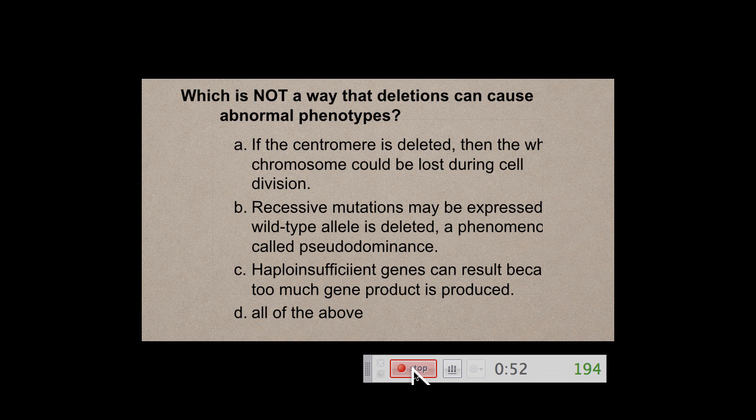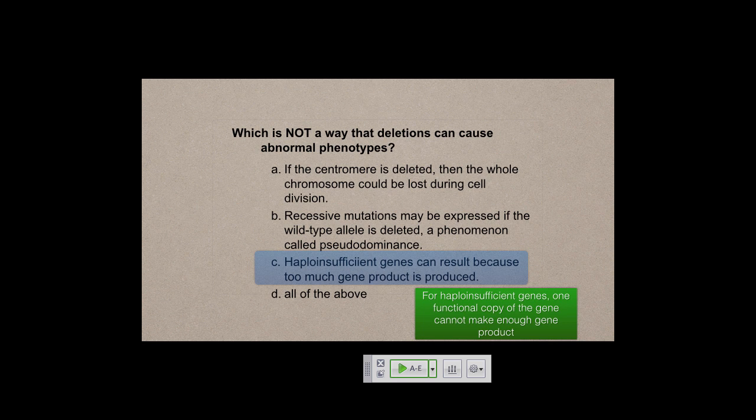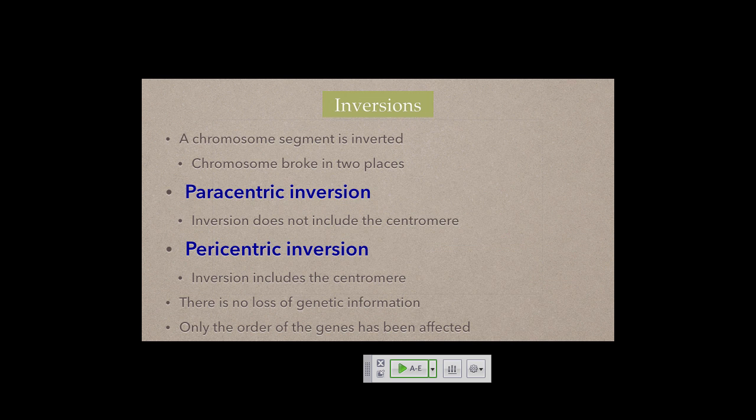So basically, if the centromere is deleted, then the whole chromosome could be lost during cell division. Recessive mutations may be expressed. That doesn't make much sense. So where I was going with, I'll just give you credit on that one. Here's what I was trying to go with: these haploinsufficient genes can result because too much gene product is made. That's not what's going to happen. But the software is fighting. Yeah. Okay. Well, that wasn't very productive.